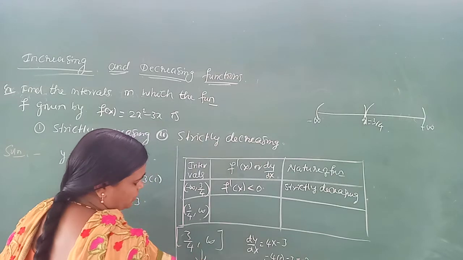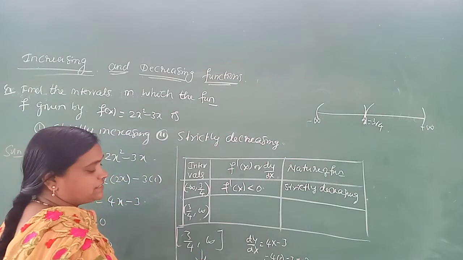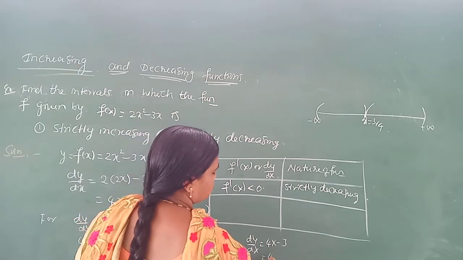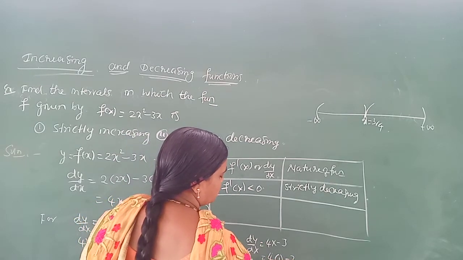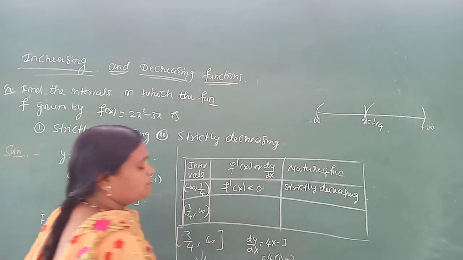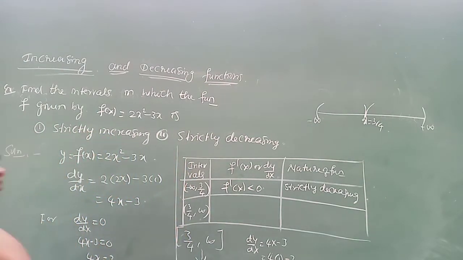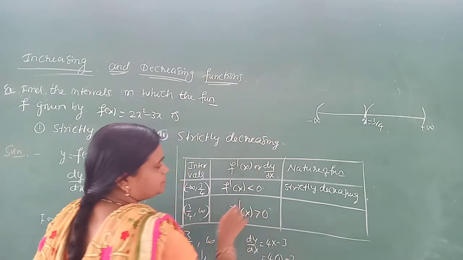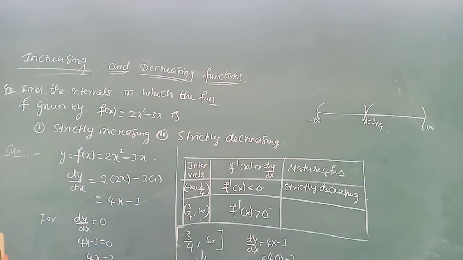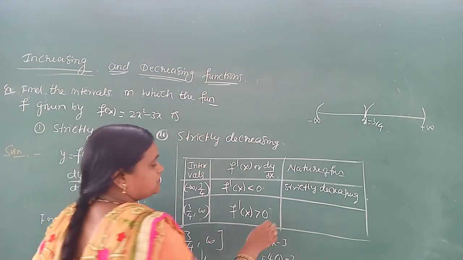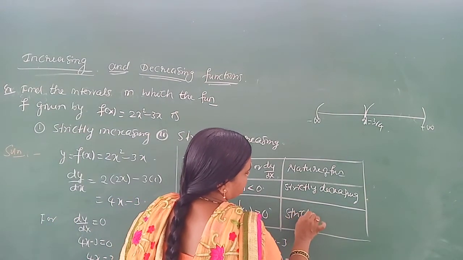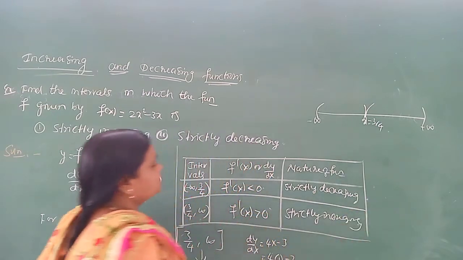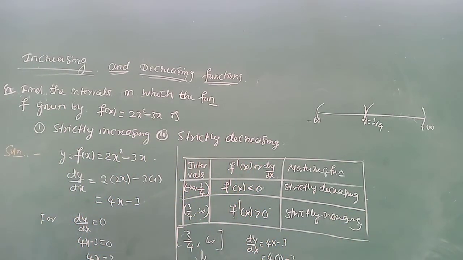In between points you can take any number of points, but I will take x is 1. If I take x is 1, what we will see, just concentrate. 4 into 1 minus 3, 4 minus 3 will get 1. Means it is positive, dy by dx is positive. Means we can write f dash of x is greater than 0. Means if f dash of x is greater than 0 or dy by dx is positive, it is strictly increasing. Okay. Please remember that in this way we can calculate.